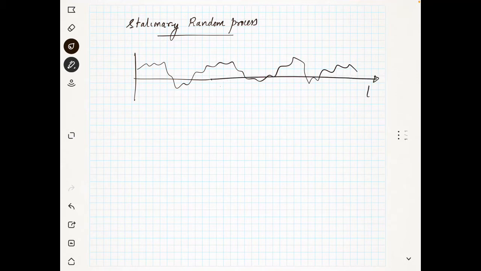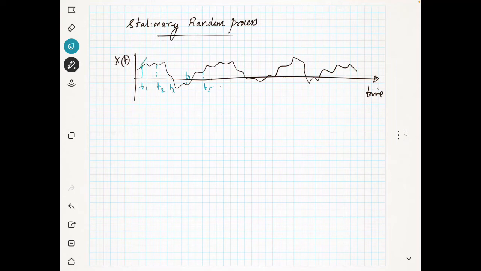A random process can be represented like this. Let's say this is some random process, a function of time, x of t. So when do we say it is stationary? Let us consider some points: t1, t2, t3, t4, t5, and so on. Now, what is the joint distribution of the variables?